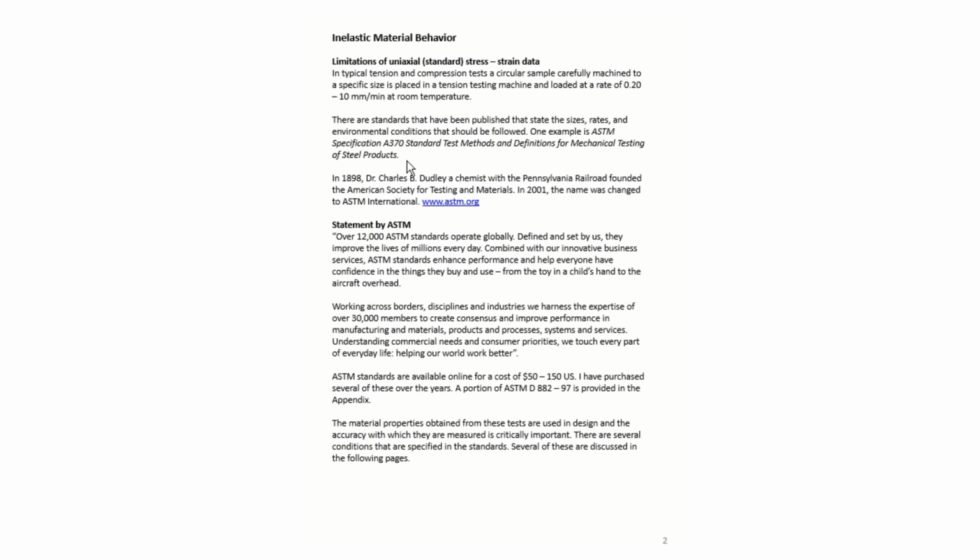And there are several of these testing standards produced by ASTM. And there are also other test standards outside of ASTM that can be followed.